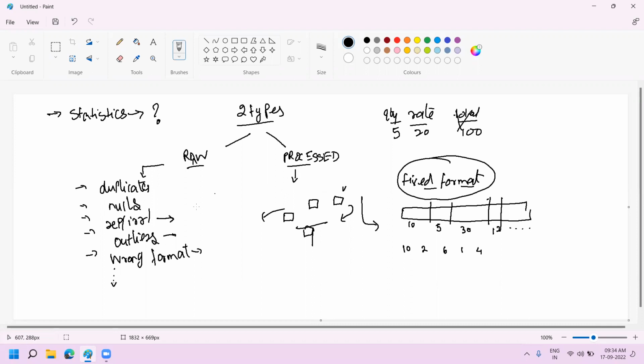So to process this, you remove all these things and fix the data. Any questions?